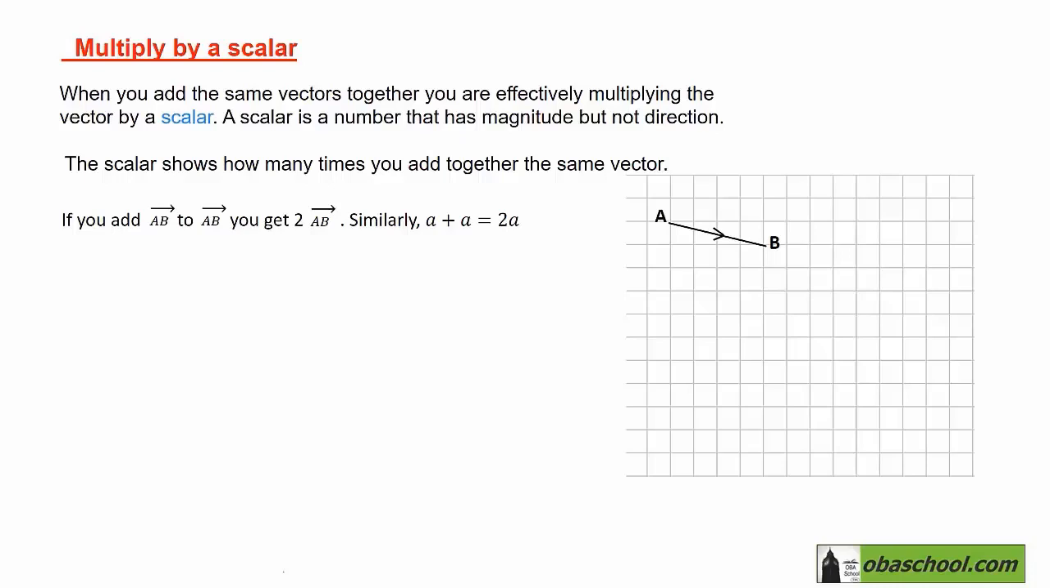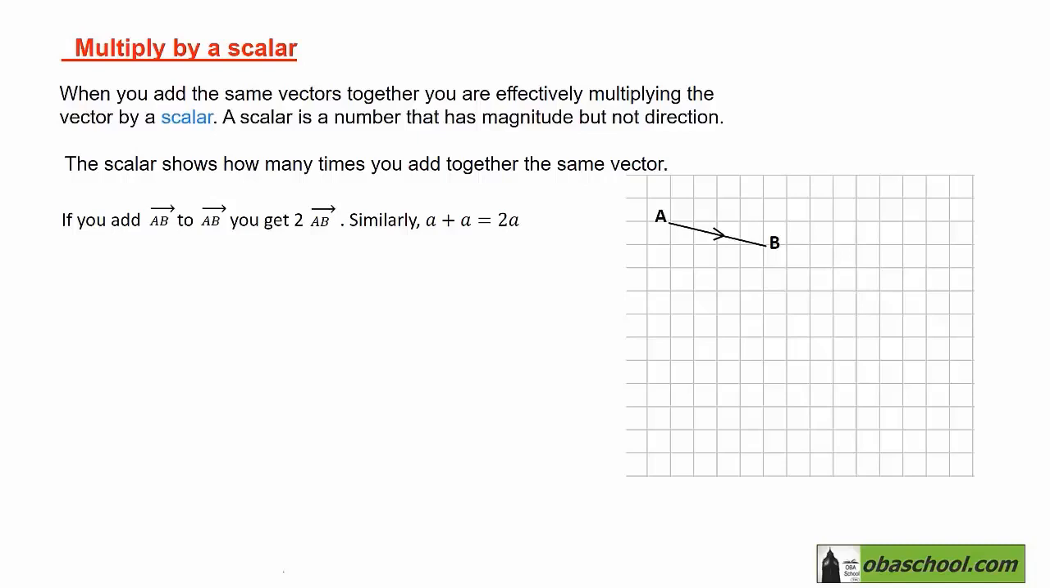Let's just say you were adding AB twice. If you had this vector, AB, and you're going to add it twice, you're going to get 2AB. As it's said here, if you add AB vector to AB vector, you get 2AB vector. Similarly to A plus A, and that is 2A.